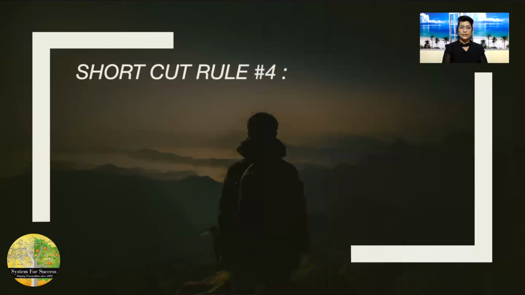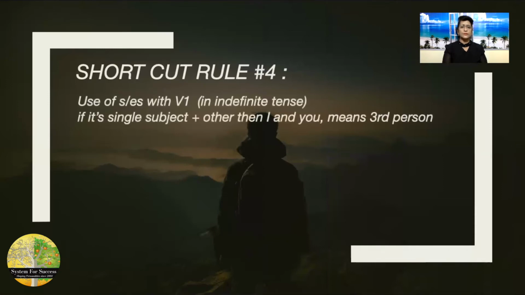Now, the next rule number 4 says, it is about the use of s/es with the first form of the verb. Very much clear, right? It means you got the idea that I am talking about an indefinite tense here. So present indefinite tense. So the shortcut rule number 4 is about usage of present indefinite tense and how to use the first form of the verb.